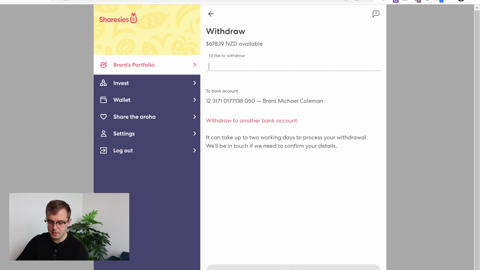So here you simply put in the amount you want to withdraw, you check the bank account details are correct, and if it's a different one, you simply use this button here. And once you're happy with that, you can click the withdraw button. And generally I find the money turns up in your account either the same day or the next day.